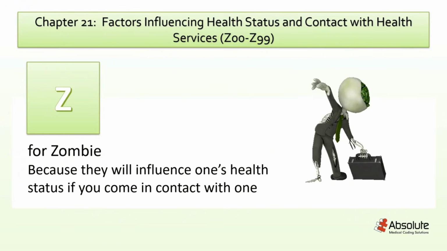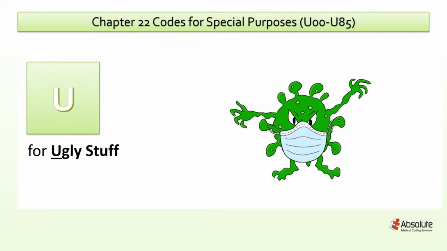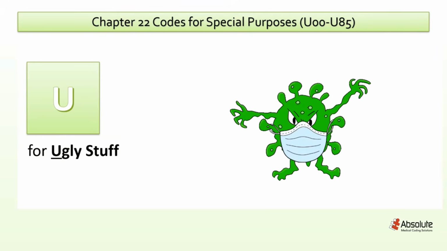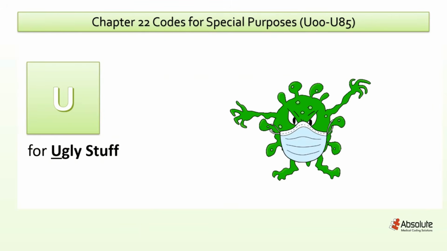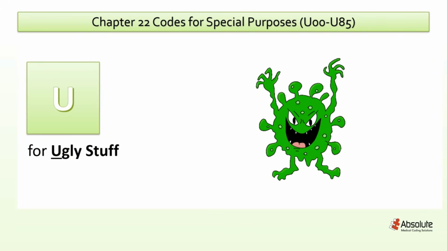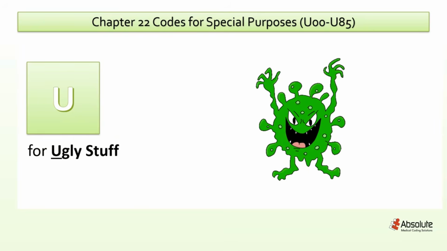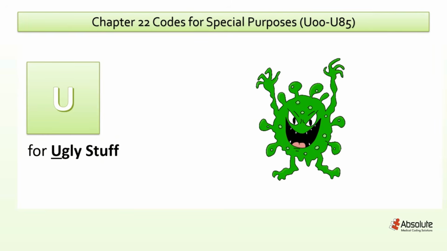All right, we've got one more chapter. Coders, we made it. We made it to Chapter 22, and the conditions in Chapter 22 begin with the letter U. Okay, Mrs. J is a little giddy. That means I'm getting a little tired. U and 22 do rhyme, but this chapter is for codes for special purposes. Code series U00 through U85. And U is for ugly stuff.